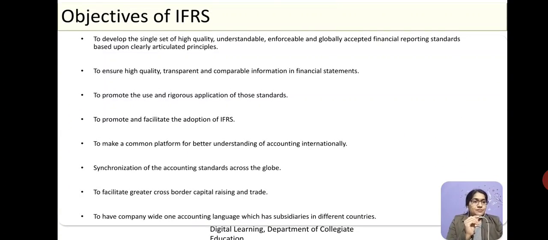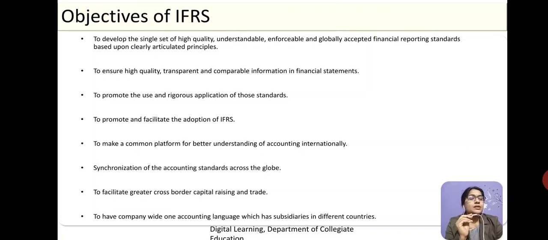Then what is the objective? As we have already discussed the need, what is the objective of IFRS? The first and foremost, it is to develop a single set of high quality, understandable, enforceable and globally accepted financial reporting standards. Okay, so as we are working on a global platform, as companies do have their branches in all parts of the world, we need understandable, high quality and globally accepted reporting standards.